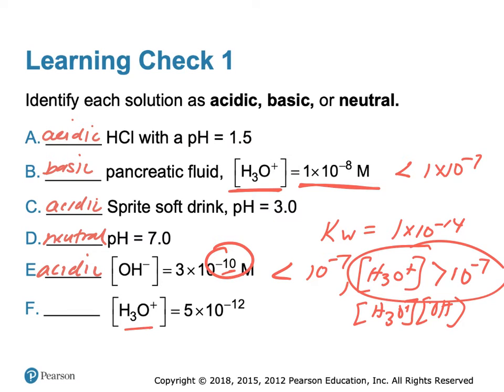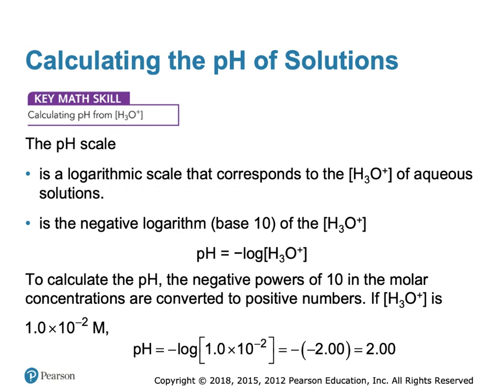If you have a hydronium ion concentration that is 1 times 10 to the minus 12, that's less than 1 times 10 to the minus 7, so this will be basic. So when we started discussing pH, I said that the pH equals the negative log of the hydrogen ion concentration. This is a logarithmic scale that corresponds to the hydronium concentration of aqueous solutions. We need to use the negative log base 10 of the hydronium ion concentration. To calculate the pH, the negative powers of 10 in the molar concentrations are converted to positive numbers.